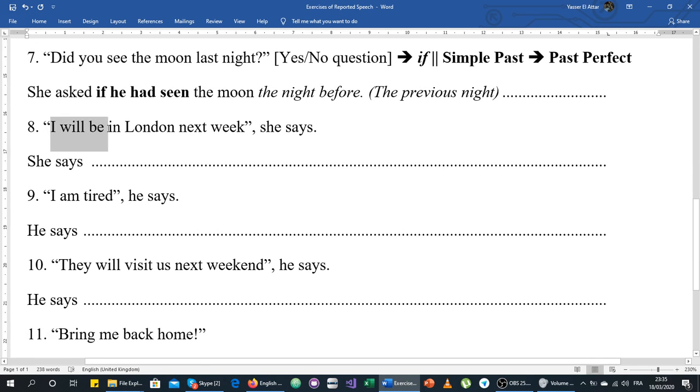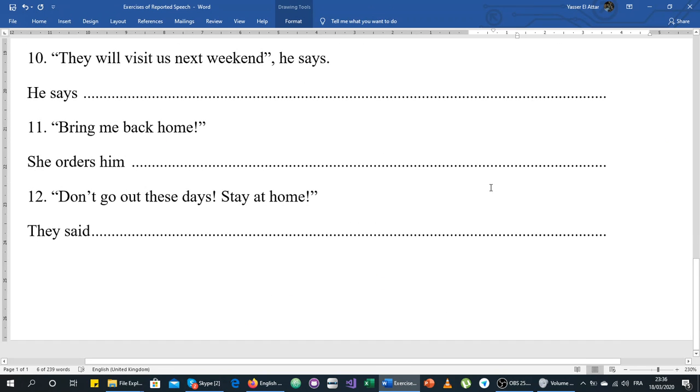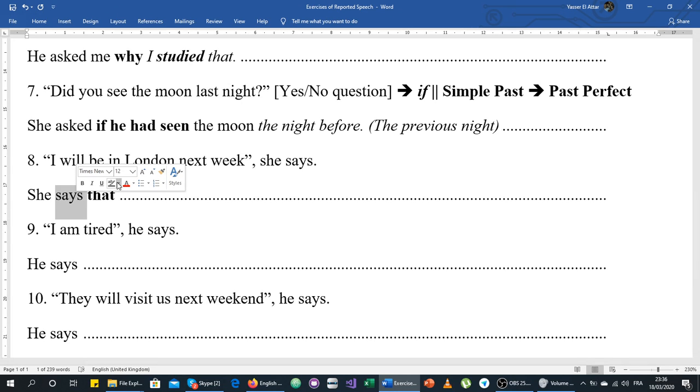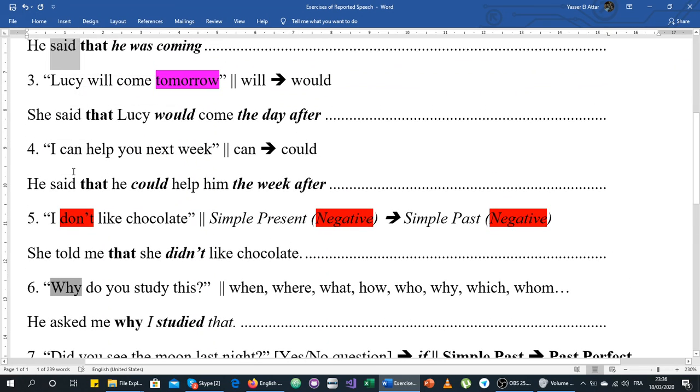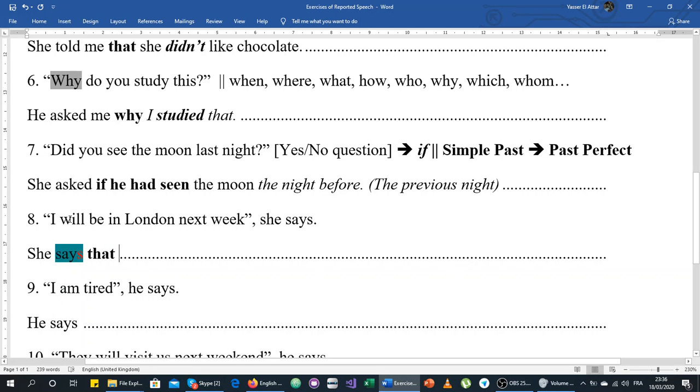Let's go to this one. I will be in London next week. This one is not a question, not a command. So it is a statement, and when we have a statement we add that. The second step is to check the tense of the reporting verb, and in this case we have says. In what tense is that? It's the simple present, because we add s. This one is not in the past, it's in the simple present. Look, this is in the past, this is the past, but says is the simple present. So no need to change the tense, and no need to change the adverbs. Here we have I. What does I refer to? The speaker, which is she here, so she, and then we keep the sentence as it is.